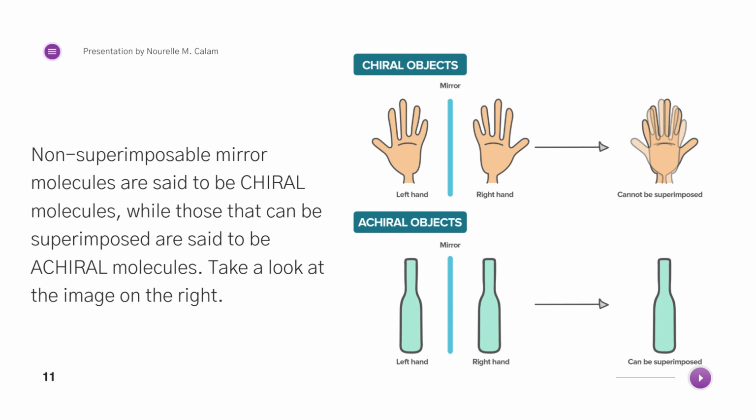Again, what you just have to remember is that when two molecules are non-superimposable mirror images of one another, then those molecules could be considered chiral. Now, moving on.